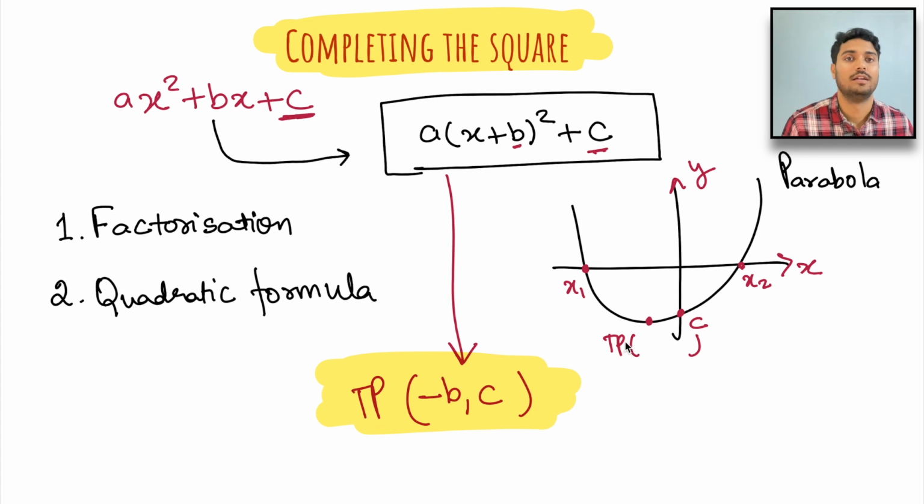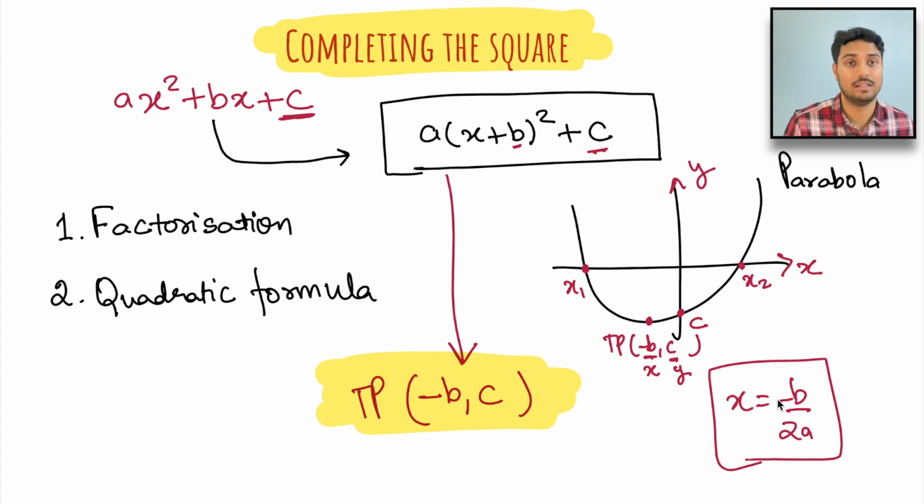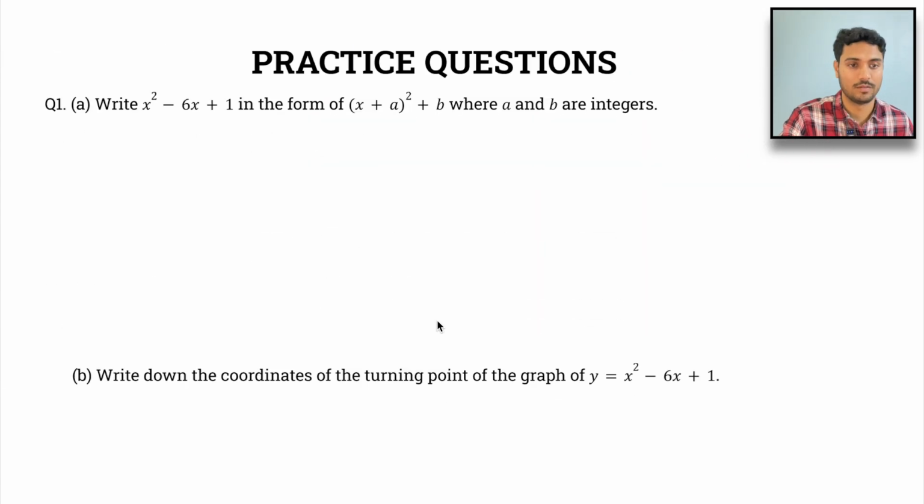So that is why there's a need to write the quadratic expression into the completing the square form. This can also be calculated using the algebraic method. If you want to find this coordinate, which is x, and this coordinate, which is y, you can find x equals to minus b by 2a. We will learn this in detail in some other video. For now, let's try to practice a few questions which are based on the completing the square form or method.